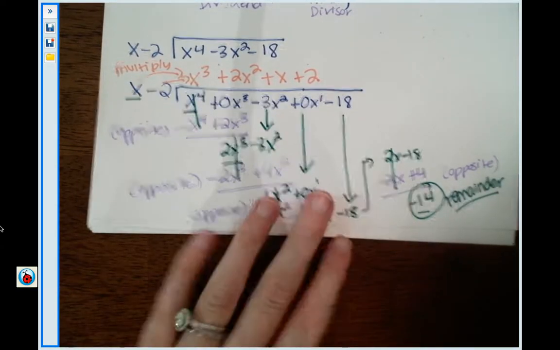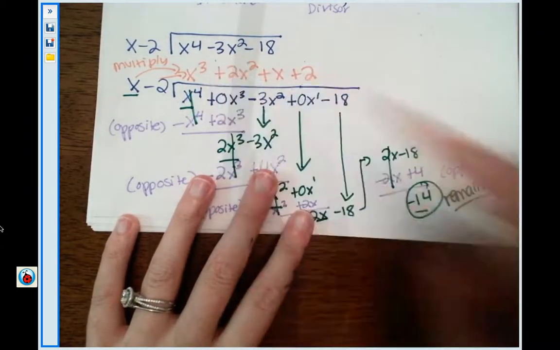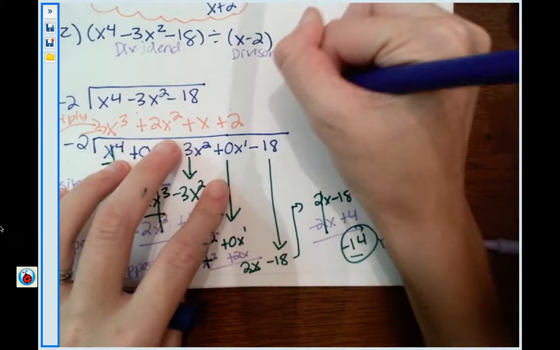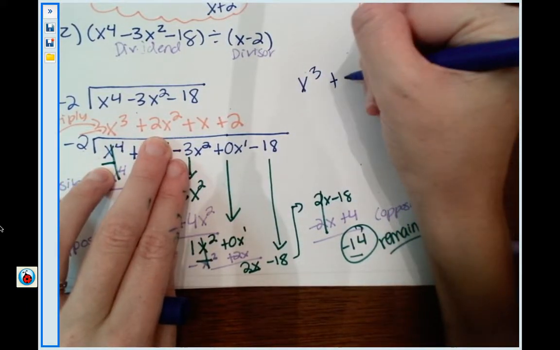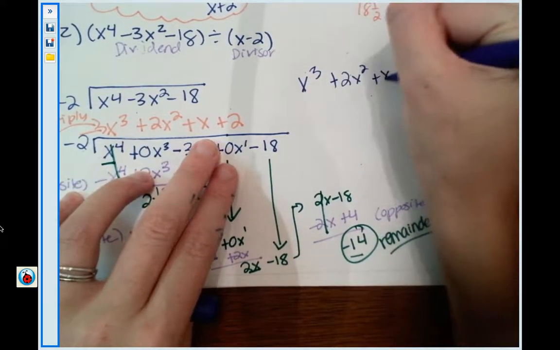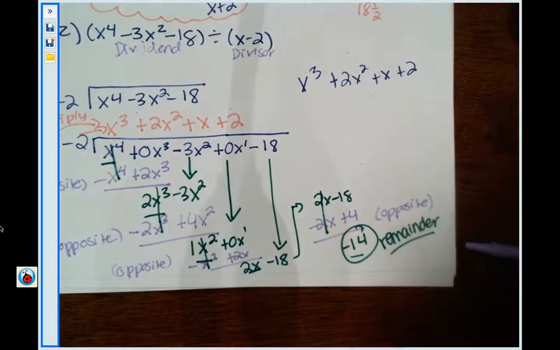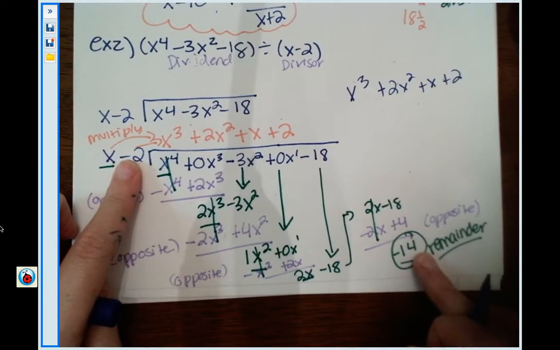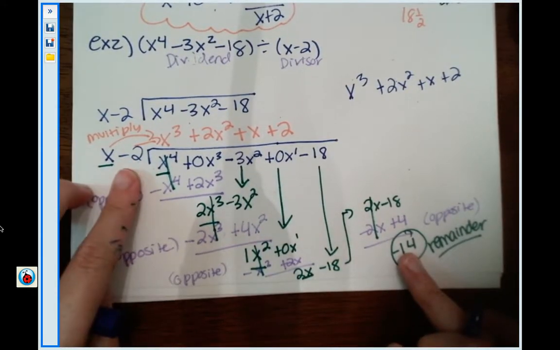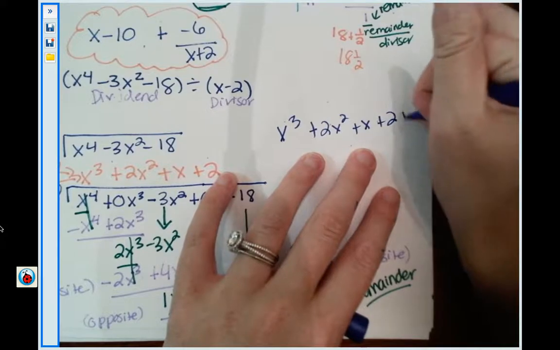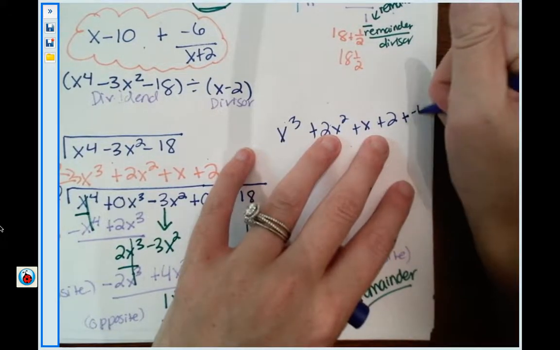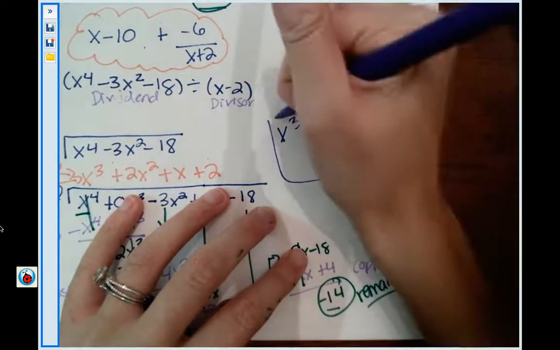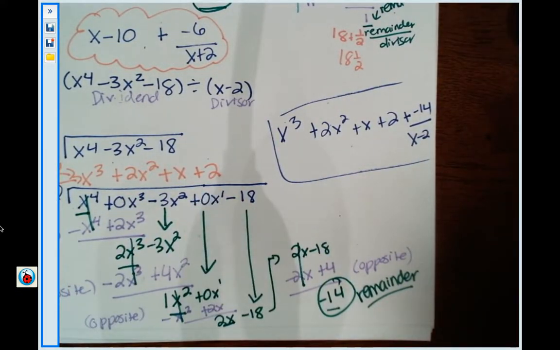Alright, so our final answer. We're going to write our quotient, which is what we got up here. So I'm going to write my x to the third plus 2x squared plus x plus 2. And then we always put the remainder over our divisor. So I'm putting negative 14 over x minus 2. There, we're done. So plus negative 14 over x minus 2. And that, you guys, would be my final answer. And we're done with this one.